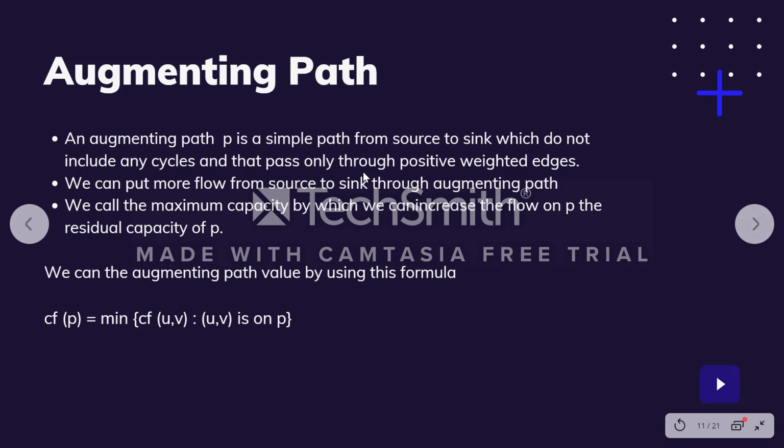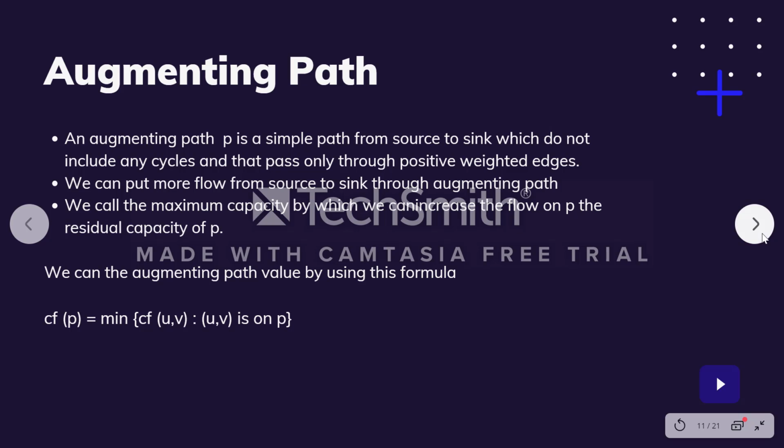There is also an augmenting path. Augmenting path is a simple path from source to sink which does not include any cycles, and that passes only through positive weighted edges. And we can put more flow from source to sink through the augmenting path. We call the maximum capacity by which we can increase the flow on P the residual capacity of P. So we can get the augmenting path value by using this formula.